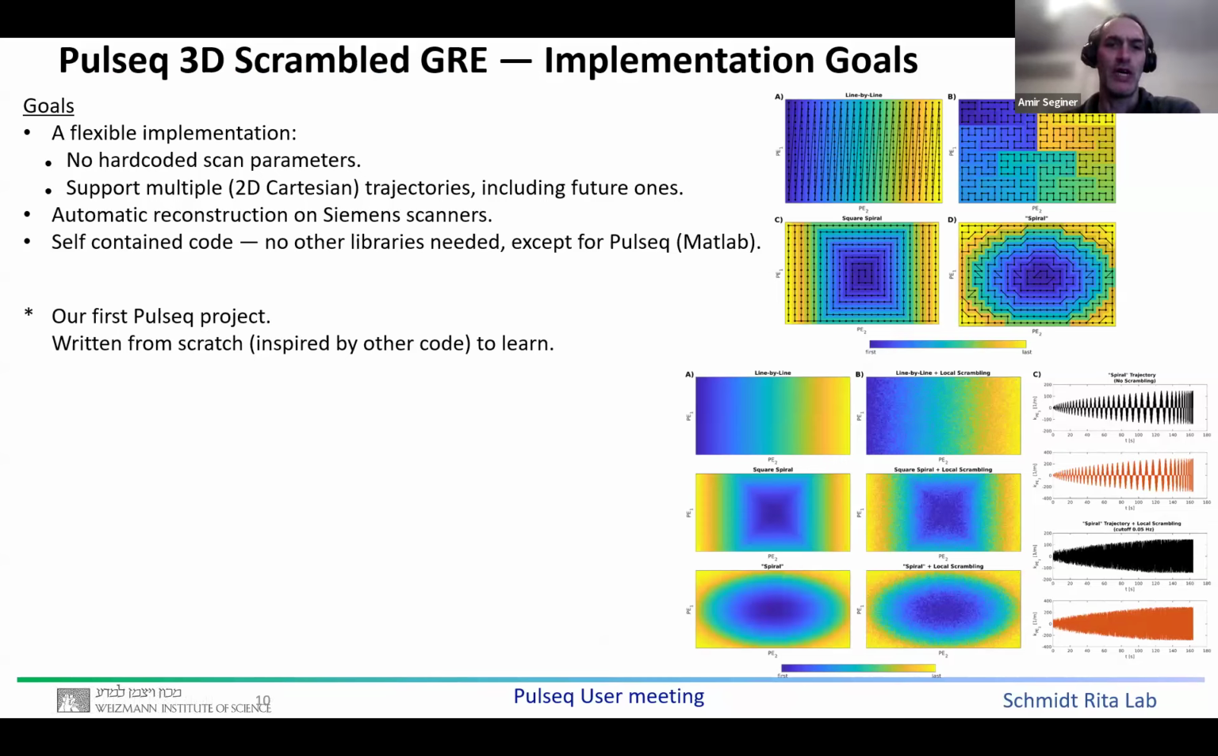We wrote more or less from scratch with inspiration from previous codes we found. This was a good way to learn, and instead of following others' unintuitive way of doing things, we did it in our own unintuitive way.